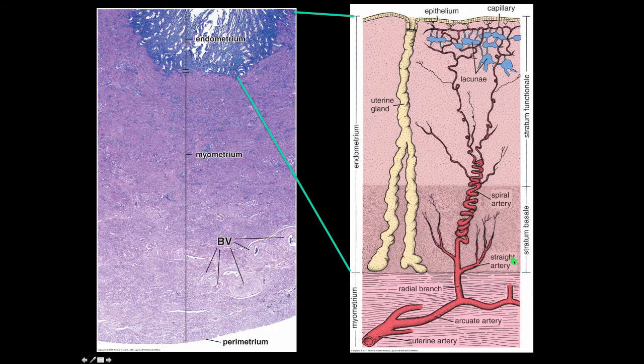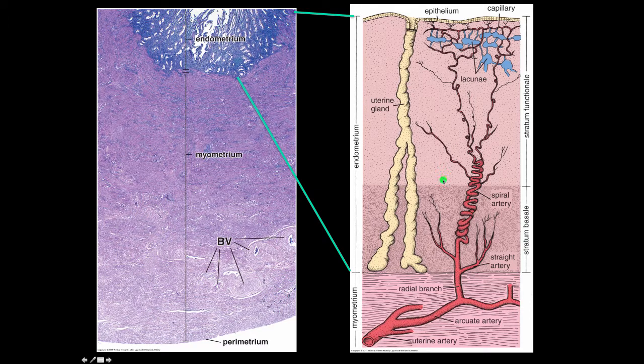And this is an important point now to understand both histologically and physiologically. The endometrium can be divided into a stratum functionale or functional layer and a stratum basale or a basal layer. Histologically, they look a little bit different based on the structures that you see, and they respond to hormones during the menstrual cycle quite a bit differently.